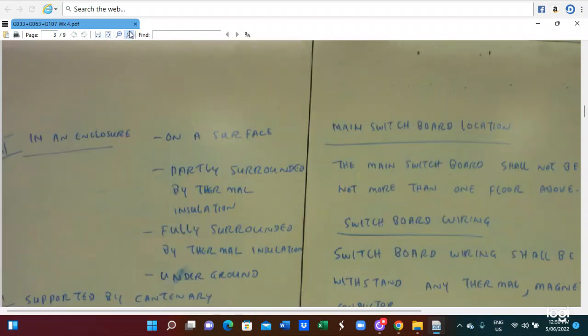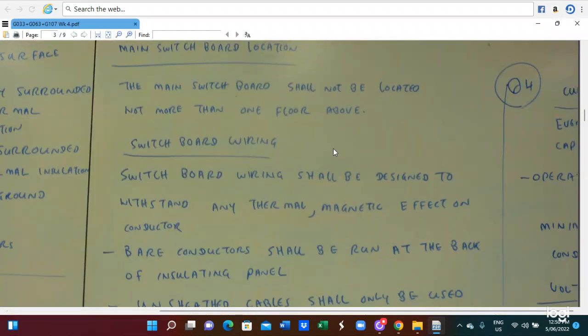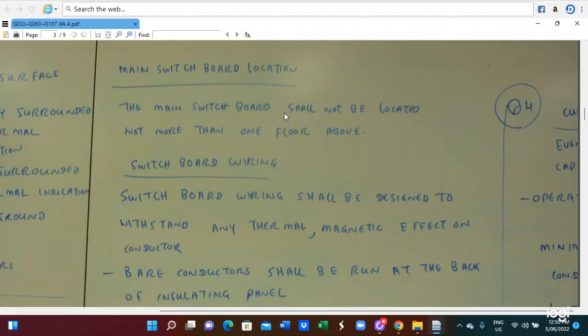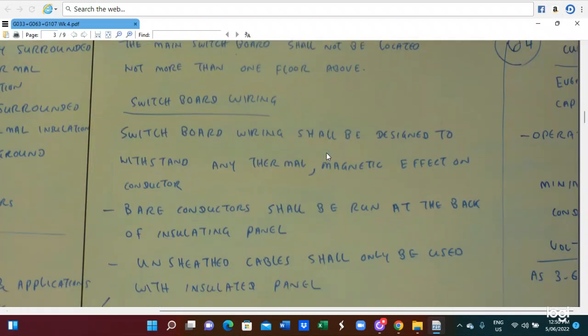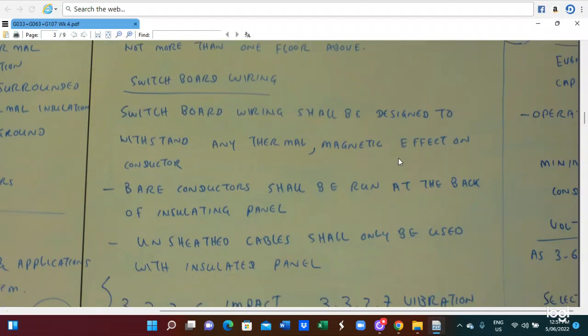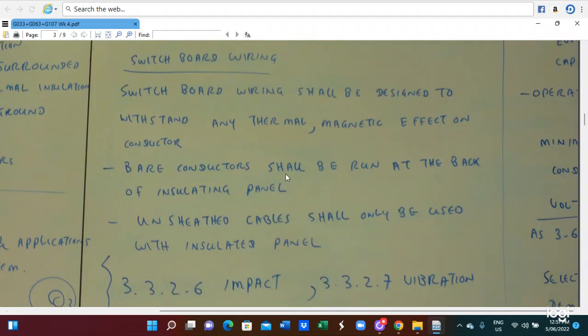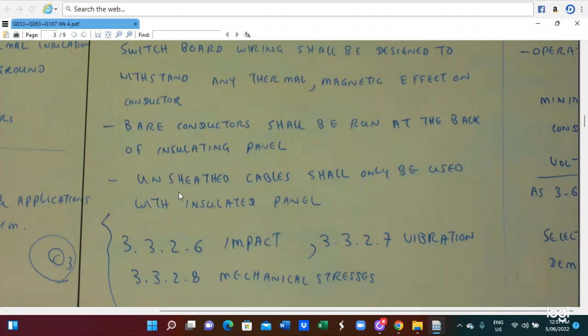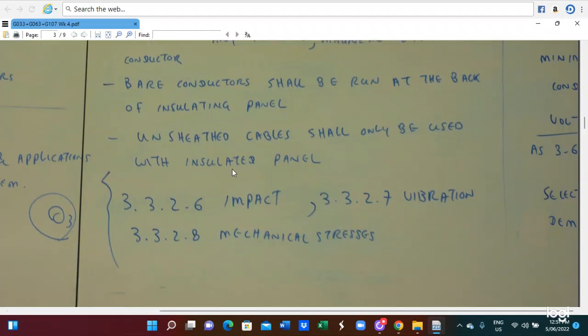Then we are talking about the main switch board location, where we should allocate the main switch board. The main switch board shall not be located more than one floor above. The switch board wiring shall be designed to withstand any thermal magnetic effect on the conductor. The conductor shall be run at the back of the wiring panel. Sheathed cable shall only be used with the insulated panel.